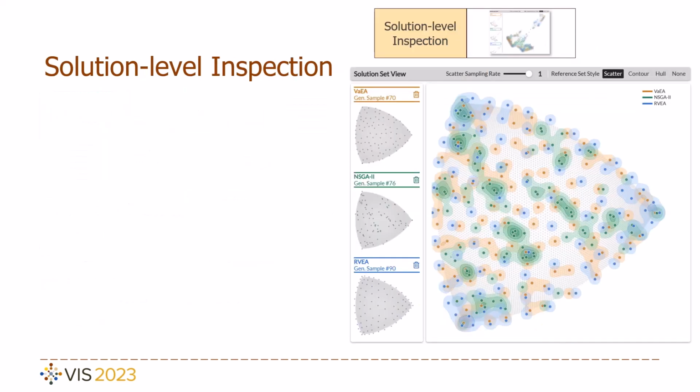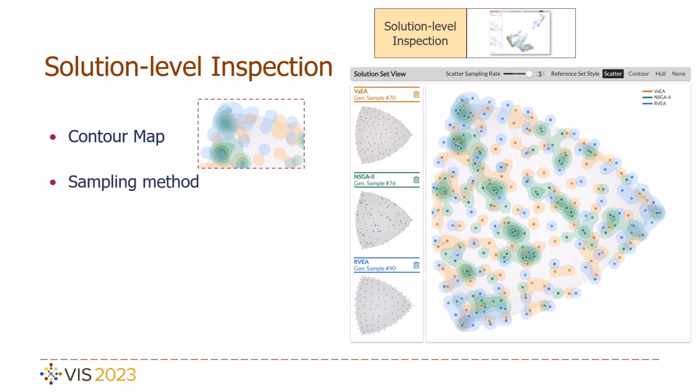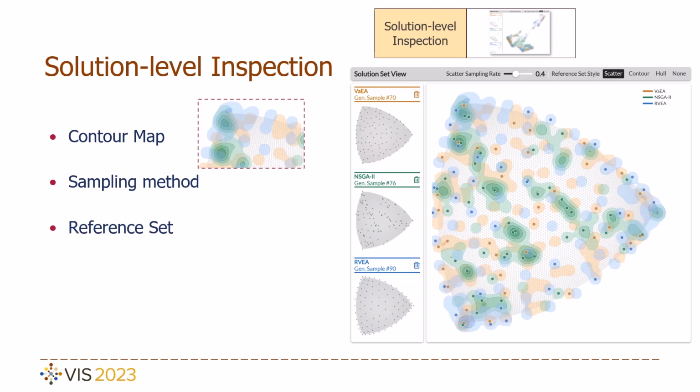In the Solution Inspection Module, solution sets of selected generations can be directly compared. The selected solution sets are kept on the left as snapshots. In the main scatter plot, a contour map is drawn to reflect the density of the dots. To reduce visual clutter, a sampling method is introduced. Due to the large quantity of reference solutions, reference sets can be presented as a grayscale density map or textured gray alpha-hull, in addition to scatters here.